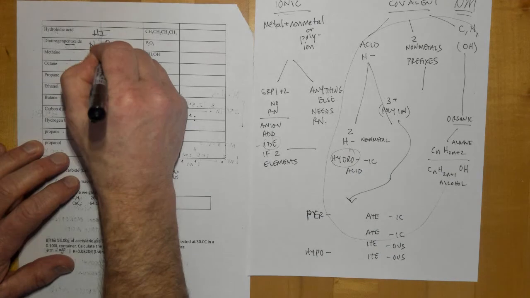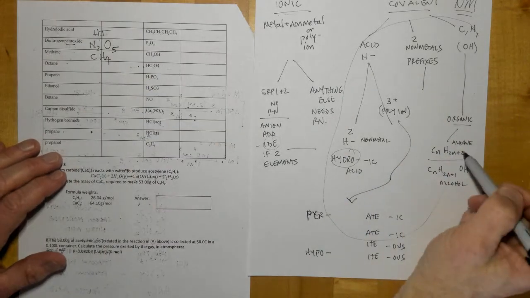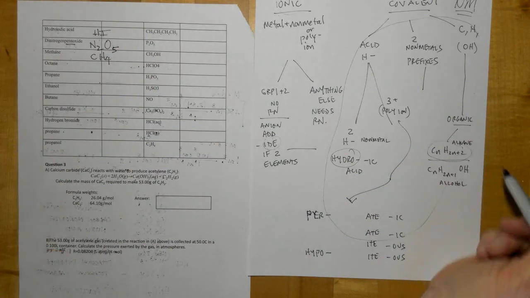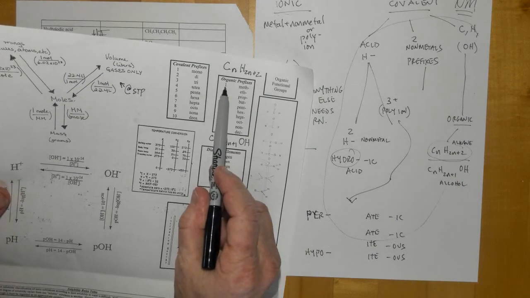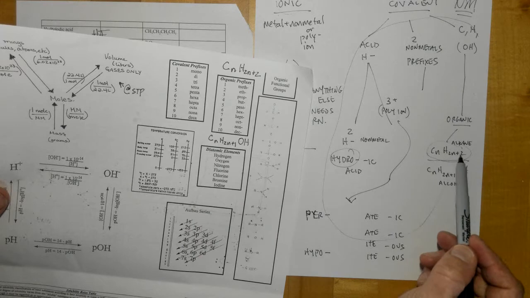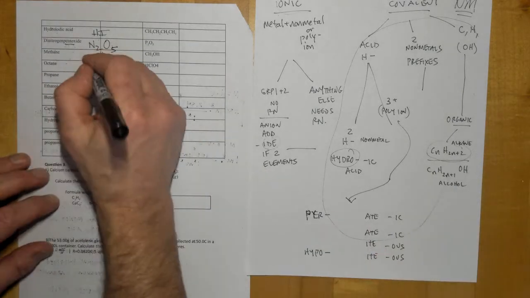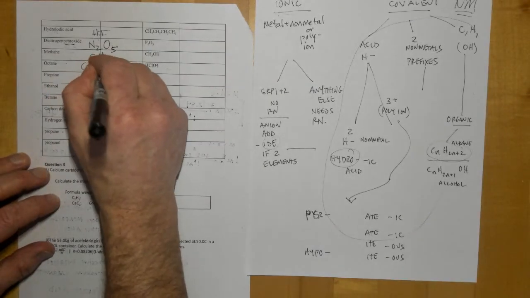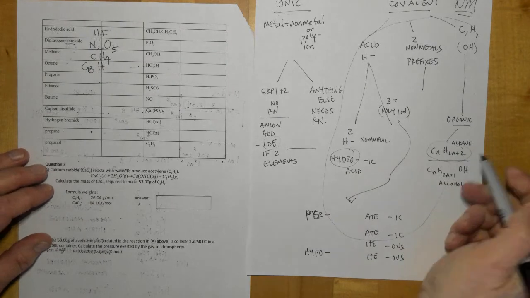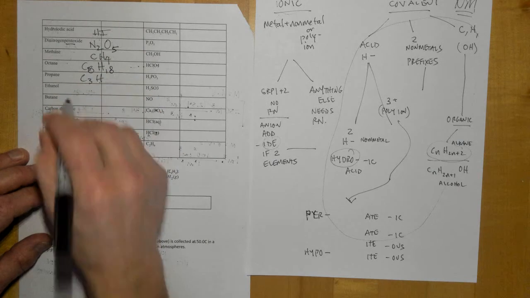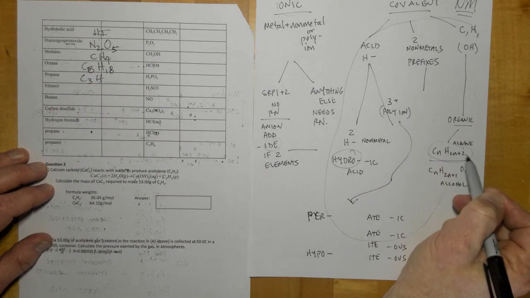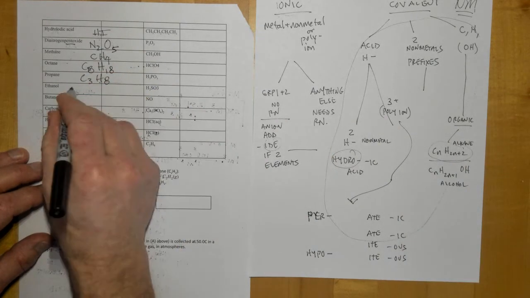Methane, CH4, so it fits this pattern. C to the N, H to the 2N plus 2. If you forget what the prefix meth means, you can look right on here, organic prefix 1, so C1H2 plus 2 or 4. Octane, C8, H, now 16 plus 2 or 18. Propane, C3, H, 6 plus 2 is 8.